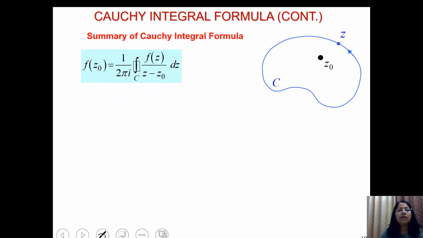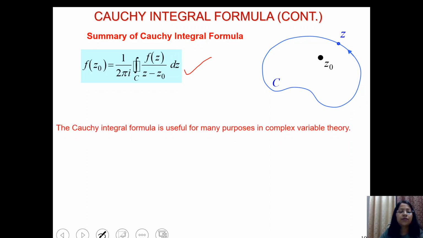So let's have a summary of the Cauchy integral formula. We had a closed curve C, and inside this closed curve C a point z0 was defined, at which f(z) over z minus z0 is undefined. The value of the function at z0 is given by this formula. So the Cauchy integral formula: if z0 becomes a, then f(a) is equal to 1 by 2 pi iota closed integral over C of f(z) over z minus a dz. Understood? This formula is very useful.